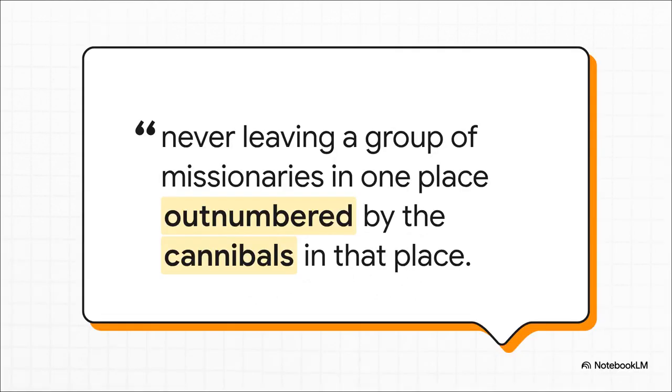Okay, so here's the setup. You've got 3 missionaries, 3 cannibals, and 1 little boat that can only hold 1 or 2 people. The goal seems simple enough, right? Get everybody to the other side. But here's the catch, and it's a big one. At no point on either side of the river can the cannibals outnumber the missionaries. If they do, well, let's just say it's bad news for the missionaries.